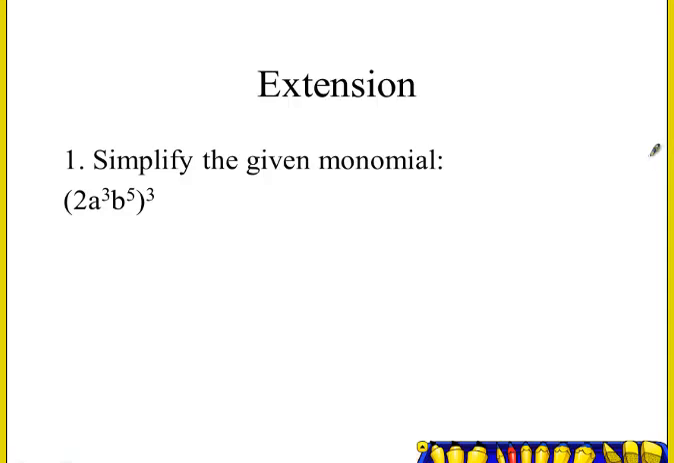Alright, let's have more examples of the power of a product. So here's our first example. I have 2a^3 b^5, everything raised to 3. So again, first write the exponent of each factor. In this case, we are missing the exponent of 2, so we are going to write 2 raised to 1.